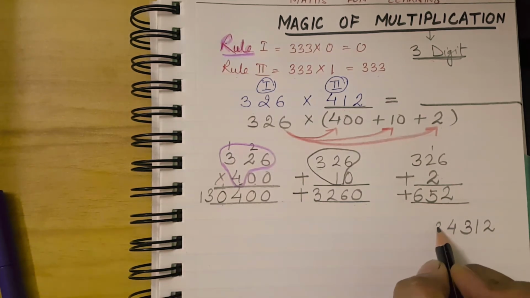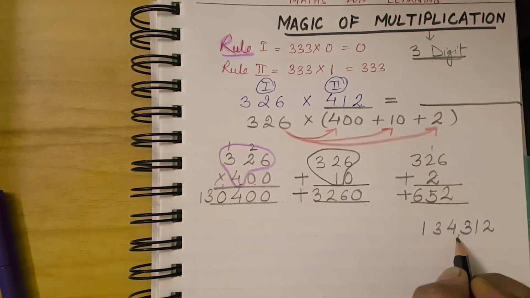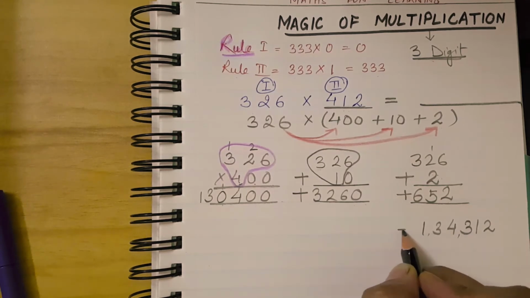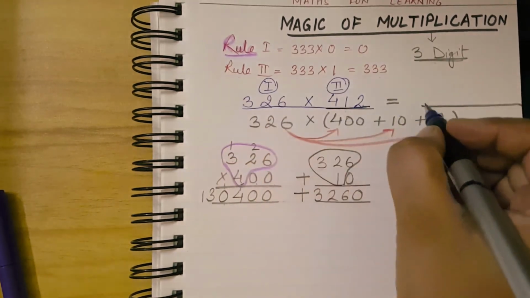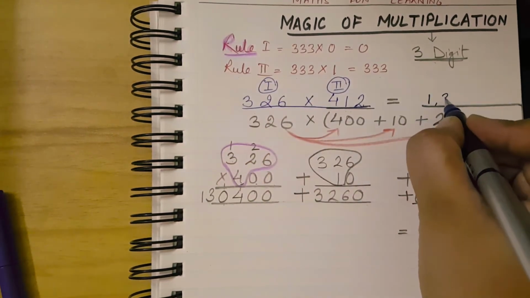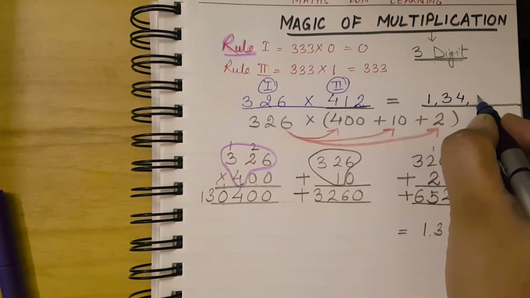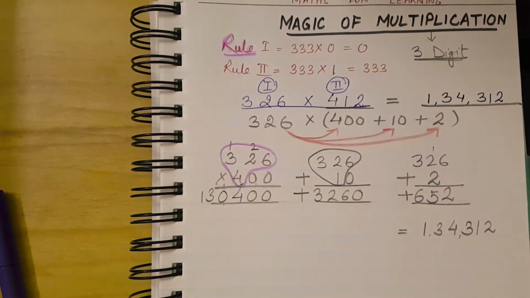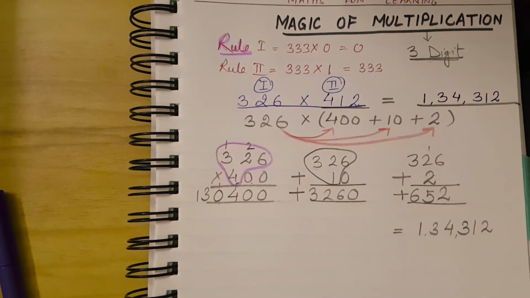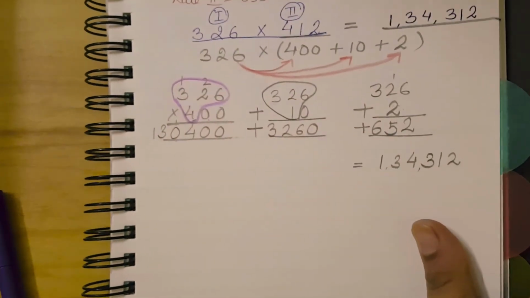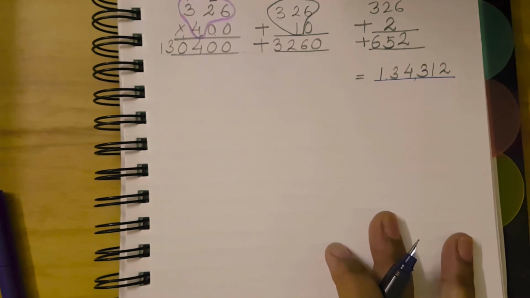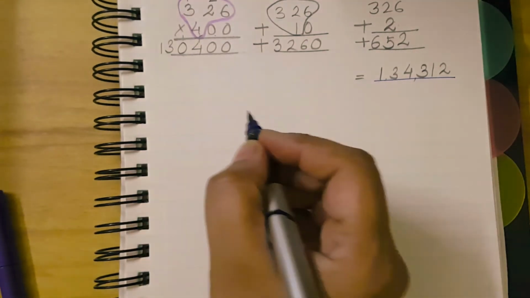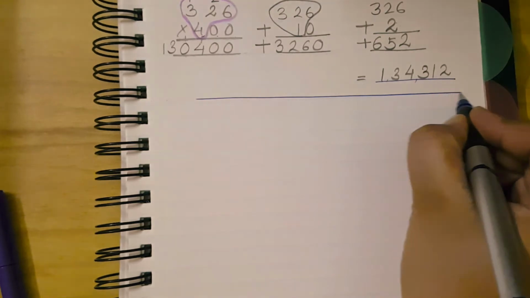Now it's 3 and 1. So this is your answer. When you multiply your number, you will get this answer, 1,34,312. Isn't it easy? While explaining, you may feel that it is a little lengthy, but it is not. If you do it, it's quite easy to understand and easy to solve.